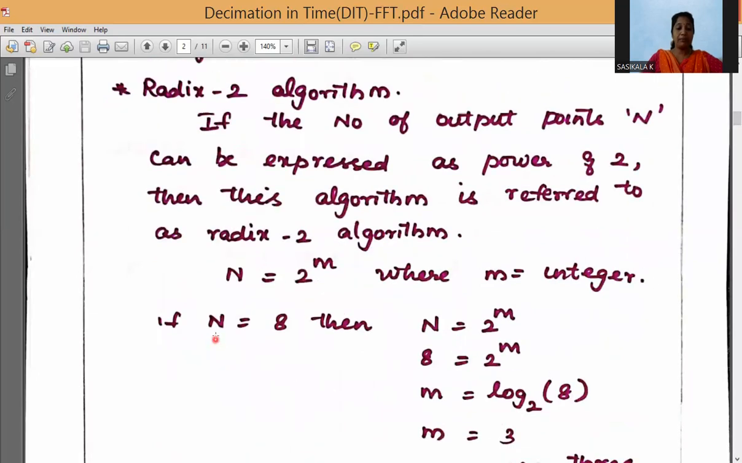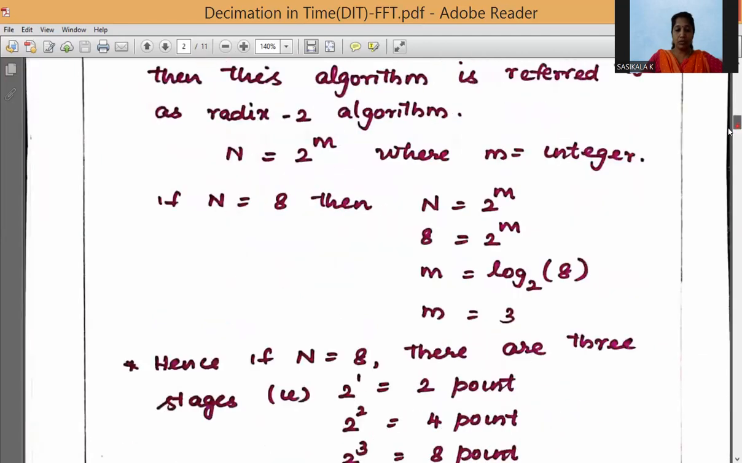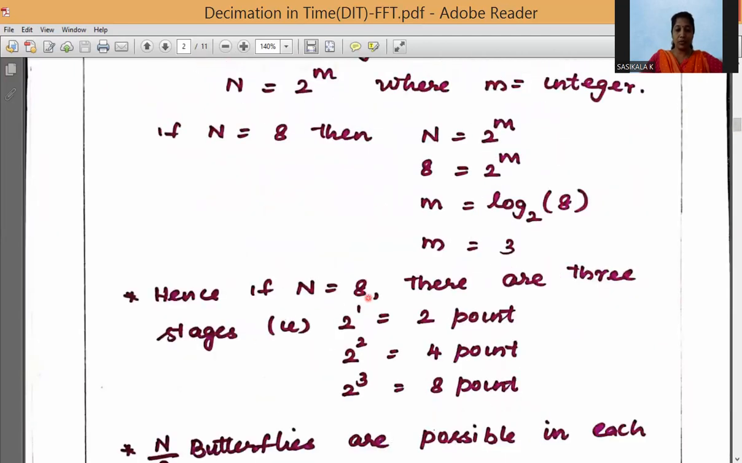So for example, if capital N is equal to 8, then capital N can be represented as 2 power M. Here the N value is 8. So 8 can be represented as 2 power M, or M can be given as log base 2 of 8. So I am getting 3. So M is equal to 3. That means if N is equal to 8, there are 3 stages. The first stage is 2 point, then 4 point, and 8 point.